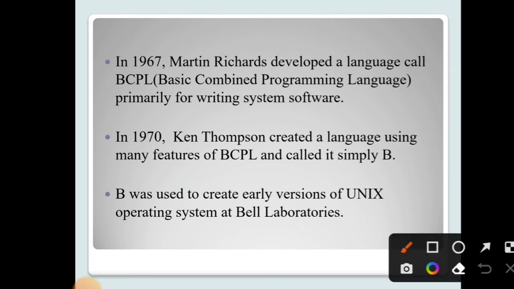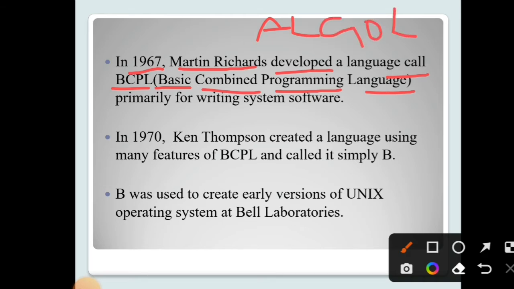Next, in 1967, Martin Richards developed a language called BCPL. BCPL stands for Basic Combined Programming Language. After ALGOL, the next language is BCPL, primarily used for writing system software. So the primary goal of BCPL is writing system software.